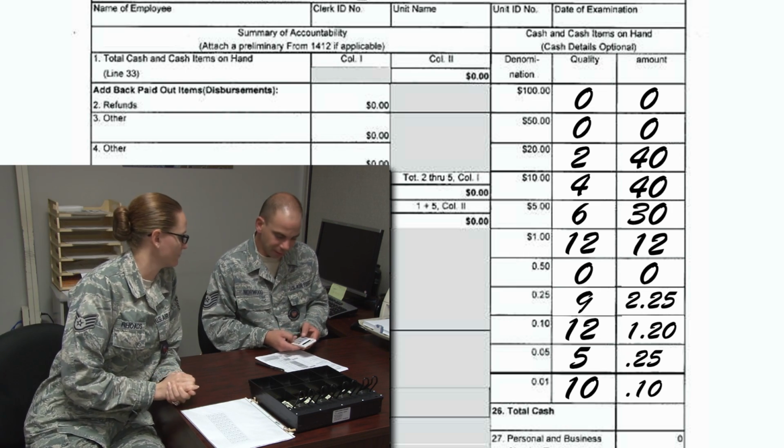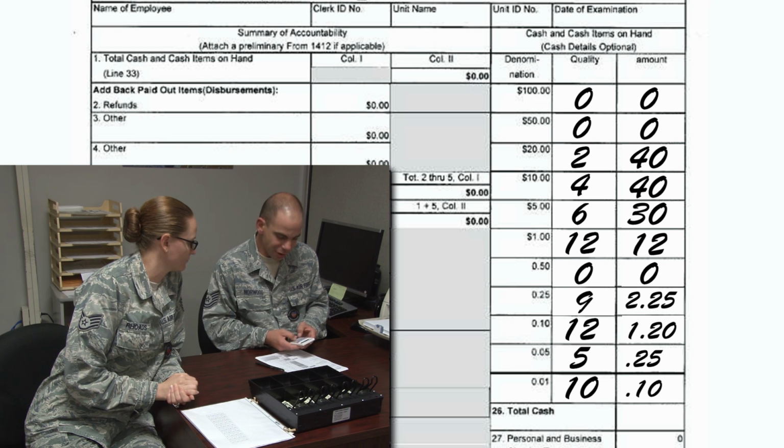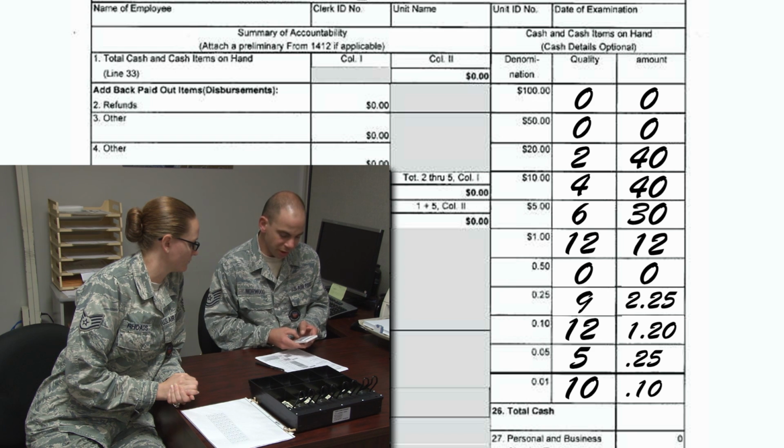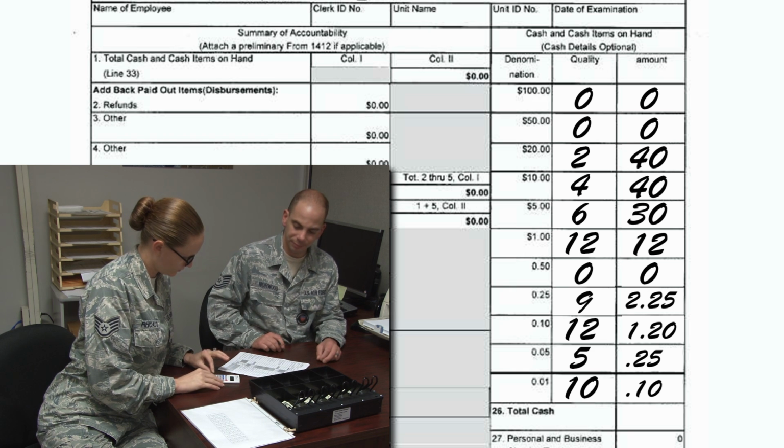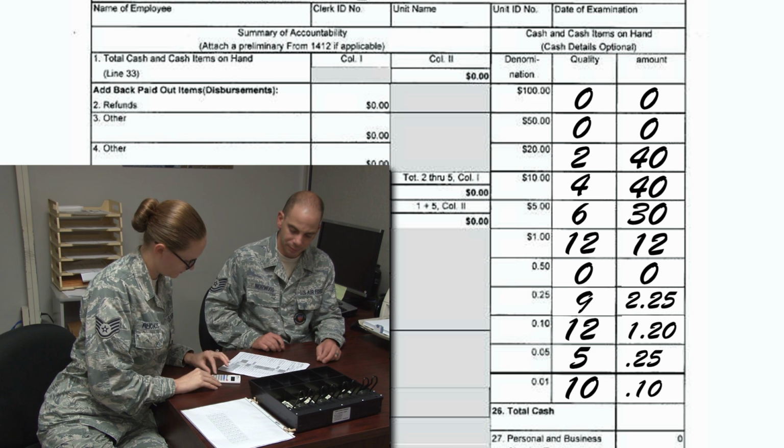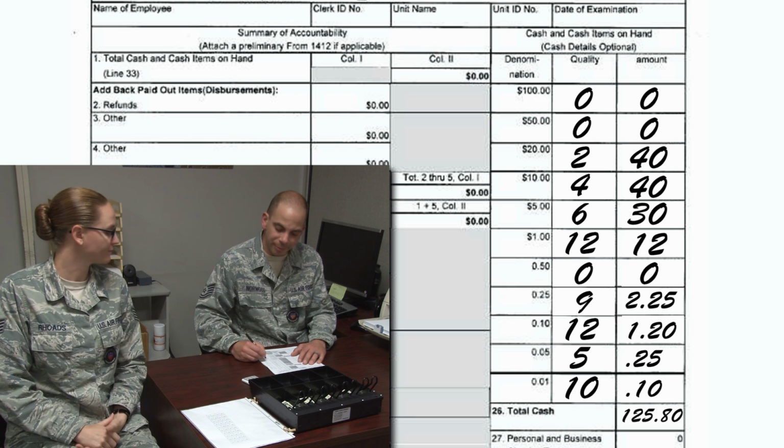After we've done that, we'll go through and we will add up all of our amounts to get our total cash. 40 plus 40 plus 30 plus 12 plus $2.25 plus $1.20 plus 25 cents plus 10 cents equals $125.80. Therefore, I'll annotate in my total cash $125.80.